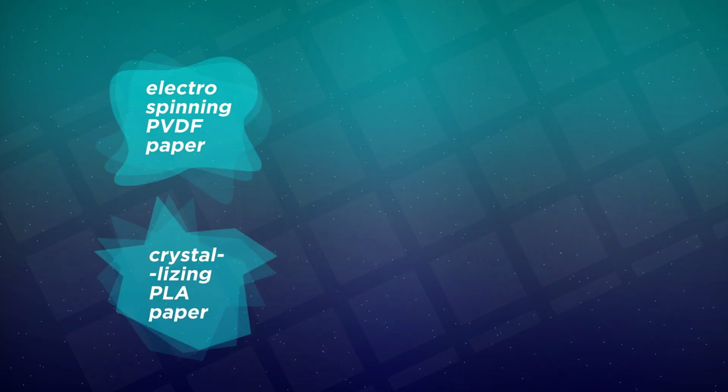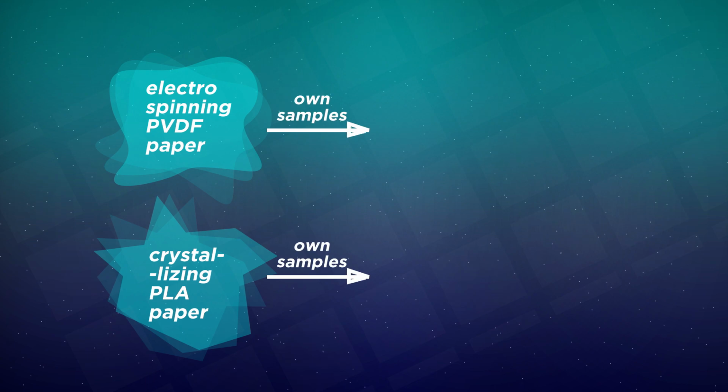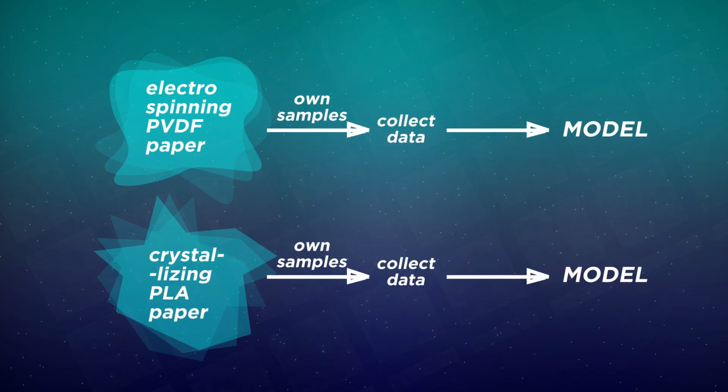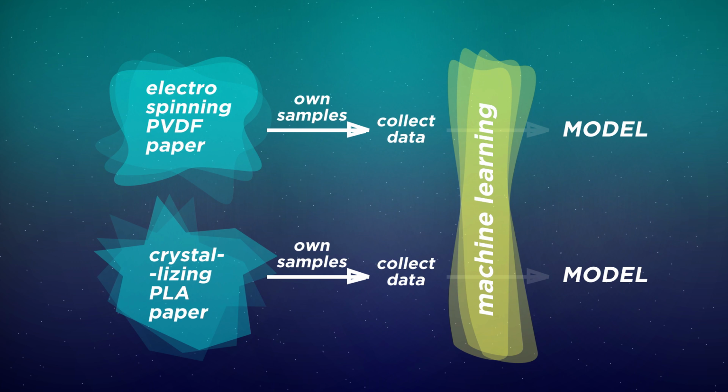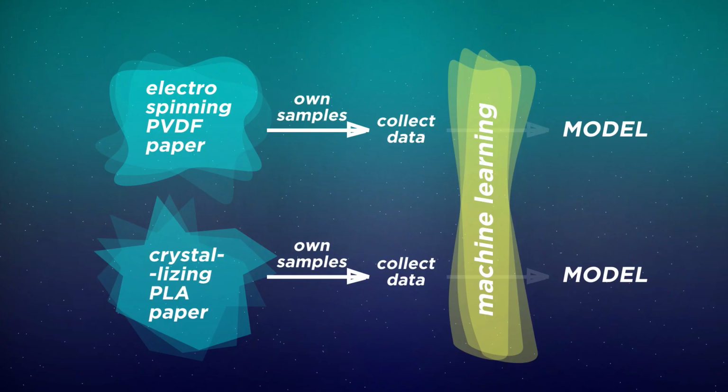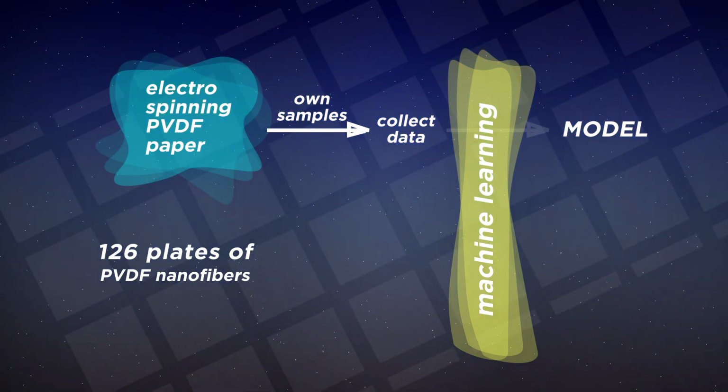So these two papers started by synthesizing their own samples and using that data to come up with models based on machine learning algorithms. What does that mean? For example, in the electrospinning paper, they made 126 plates of PVDF nanofibers, all with different values for the concentration, voltage, etc. These 126 plates are put under a microscope, and from the images of the samples, we can measure the diameter, the density, and all that, those BMed, SDev, and BD I told you about earlier.